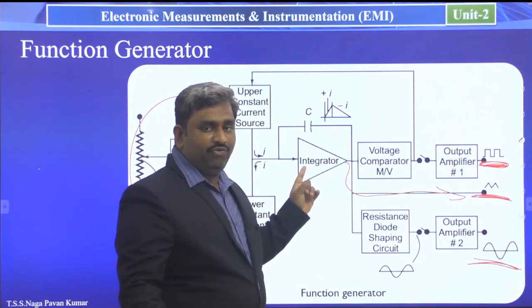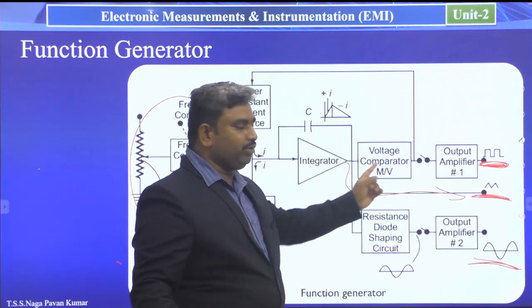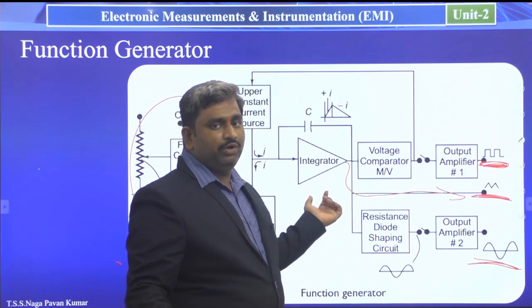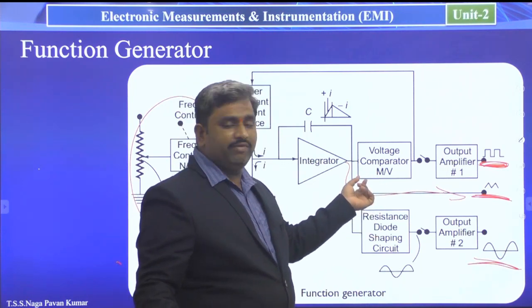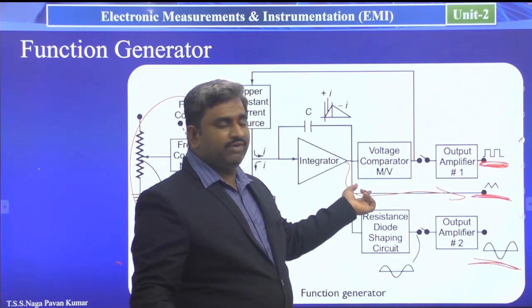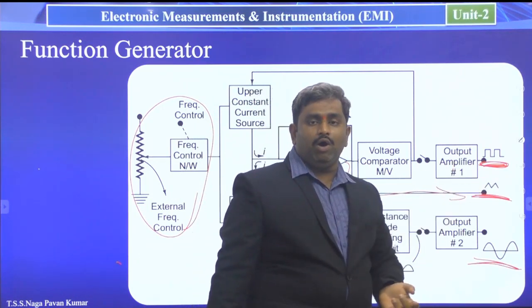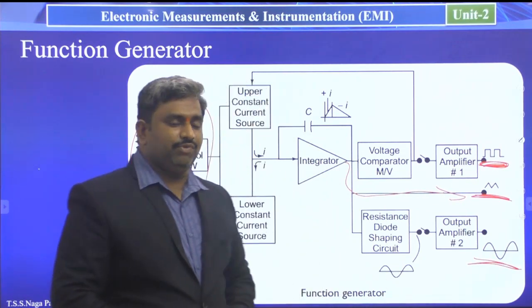Next, if you want a square wave signal, then we give this triangular waveform to a voltage comparator circuit. This voltage comparator circuit compares the input voltages and identifies the positive level logic and low level logic. Based on these two level logics, it generates a square wave. That square wave output we get at the output of the amplifier.